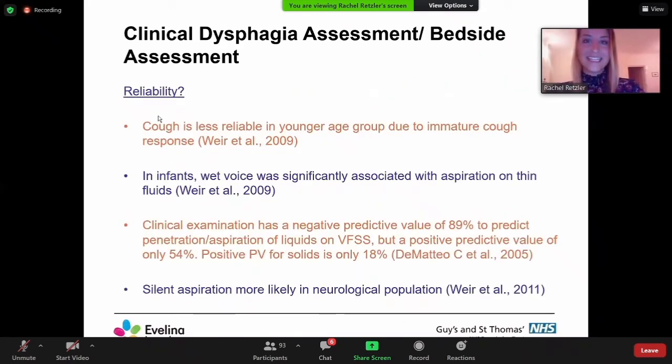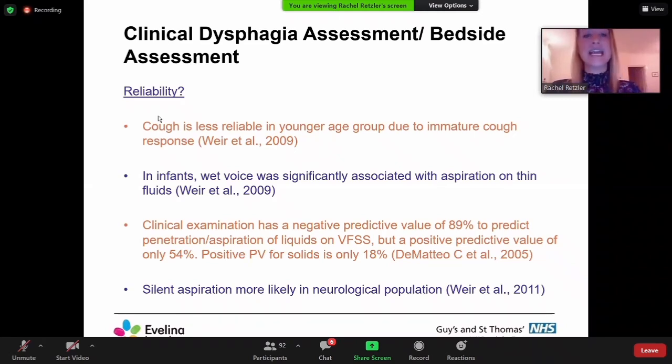Reliability of a clinical assessment. Studies have shown that the cough is less reliable in the younger age group due to immature cough response. In infants, wet voice was significantly associated with aspiration on thin fluids. So keep in mind, if you're assessing a child clinically and they have a wet, gurgly voice, they might be at risk for aspiration from what you're seeing there.